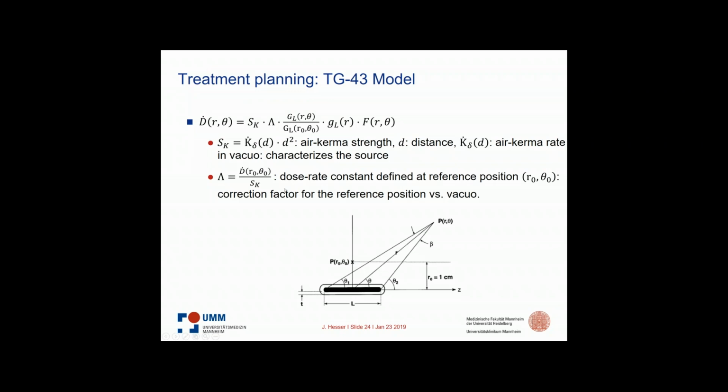The second is we define dose rate at a certain reference position. So now there's a difference. The difference here is that it's in vacuum, and here it's in matter. So it means we have a relation, we have a factor, no? So here the dose rate at the reference position divided by S_K is lambda.